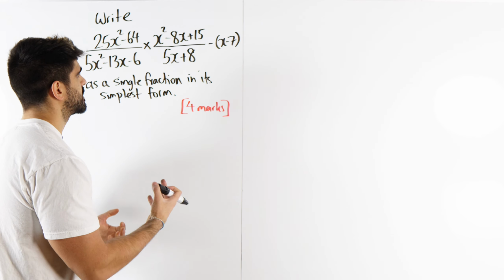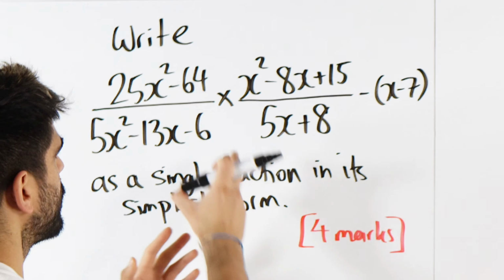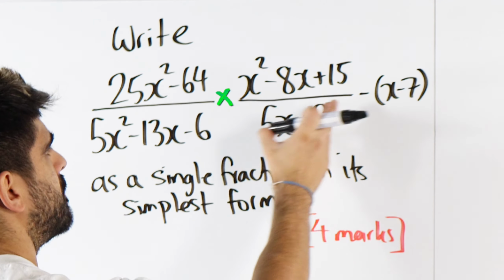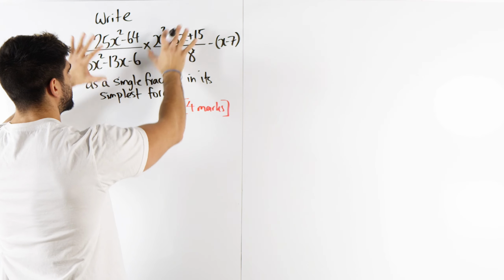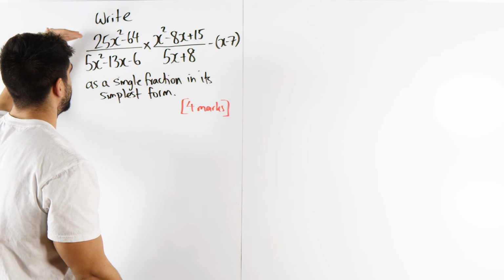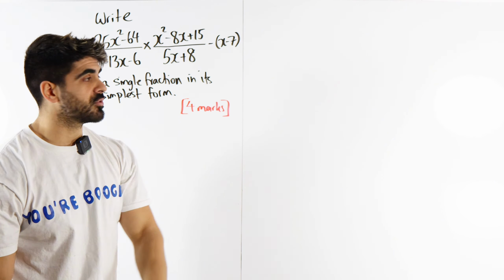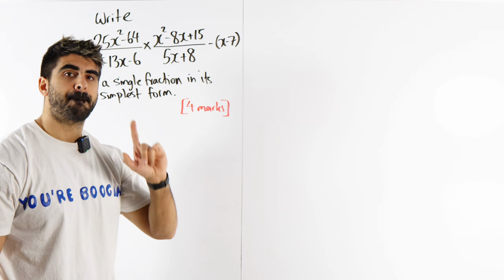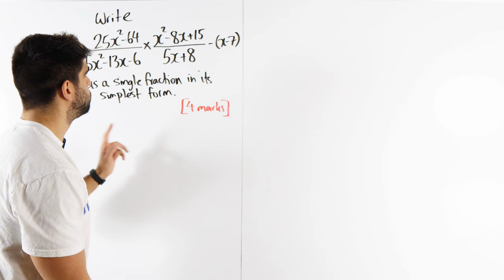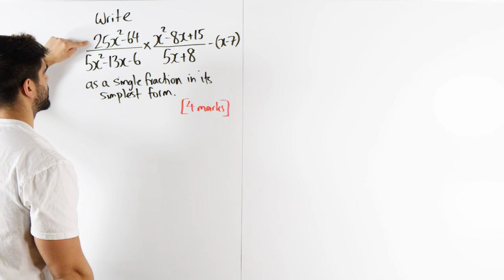So the first thing we're going to try and do is BIDMAS. We're going to focus on the multiplication before the subtraction. So we need to clean all this up first before we even worry about the x − 7. And with the quadratics, we're going to be factorizing, and anything that can't be factorized, protect it with a bracket. Protecting it.